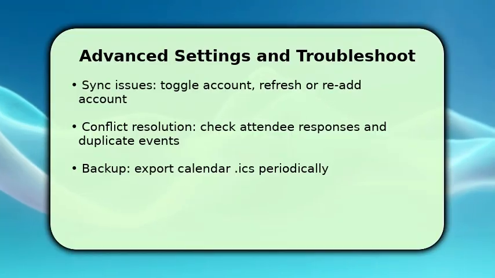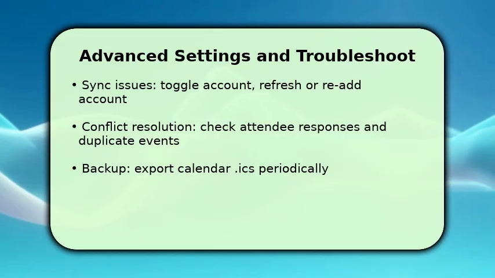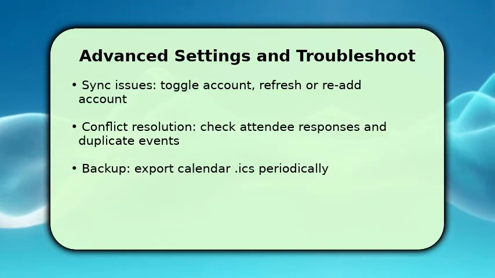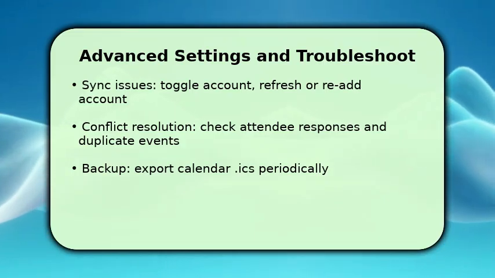If sync stalls, refresh the calendar, toggle account sync, or remove and re-add the account to force a clean sync. If you see duplicates or missing invites, verify attendee responses and conflict rules. Finally, export an .olm backup periodically to recover quickly if something goes wrong.